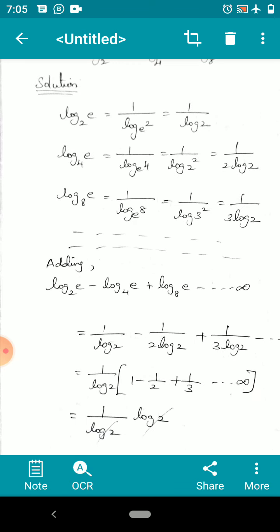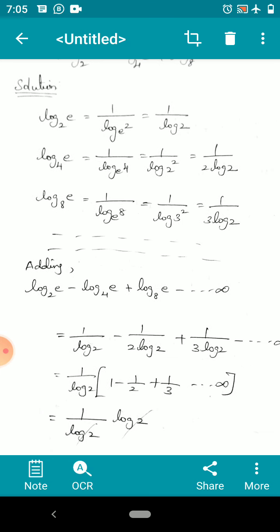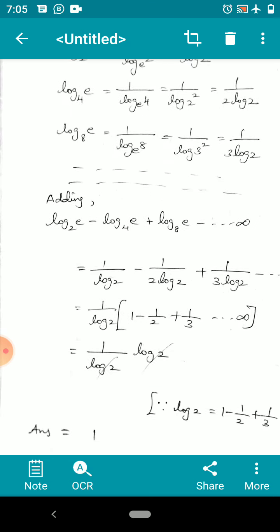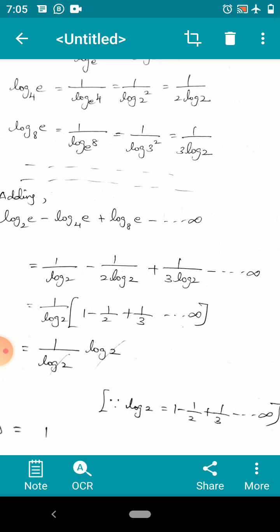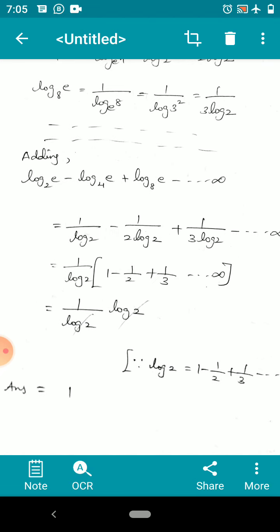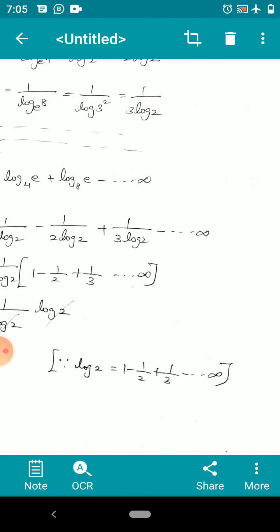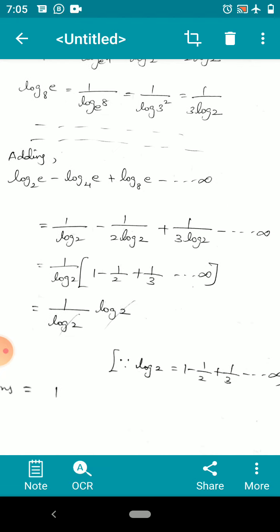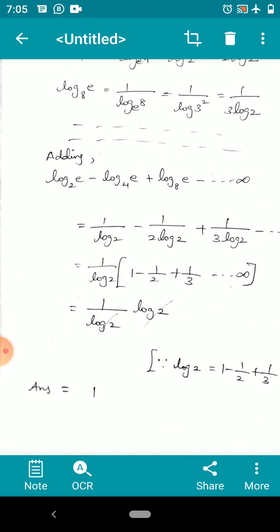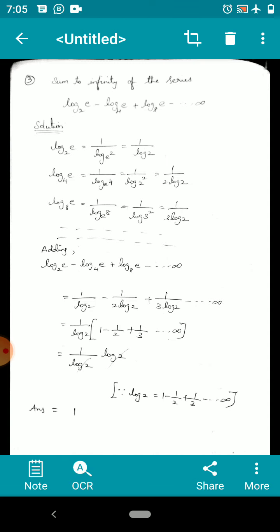So after adding all those things on the right hand side, what will we get? 1 by log 2 minus 1 by 2 log 2 plus 1 by 3 log 2 and so on up to infinity. So take log 2 common in all the terms, take it outside, and write the remaining terms. This is in the format of the log 2 formula, 1 minus 1 by 2 plus 1 by 3 and so on. So log 2 gets cancelled, and we are getting the answer as 1.